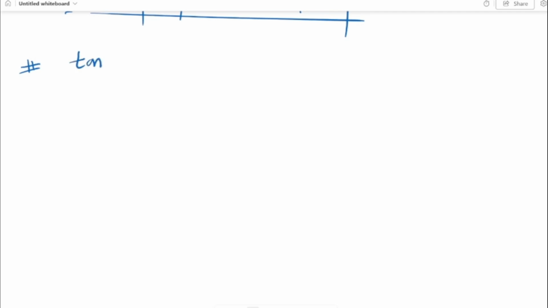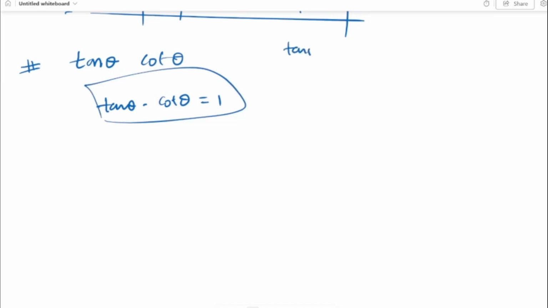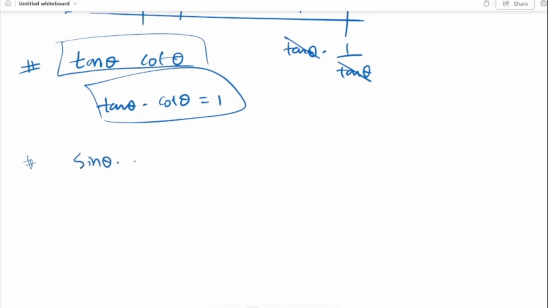Tan theta and cot theta are reciprocals of each other. So when you multiply tan and cot, they cancel each other off. Tan theta times cot theta is always 1, because cot theta is 1 by tan theta. Remember, the product of tan and cot is 1. The product of sine and cosecant is 1. Sine theta times cosecant theta is 1.